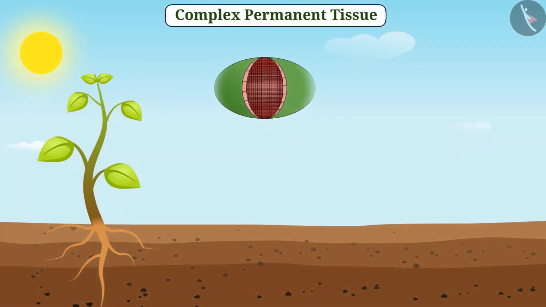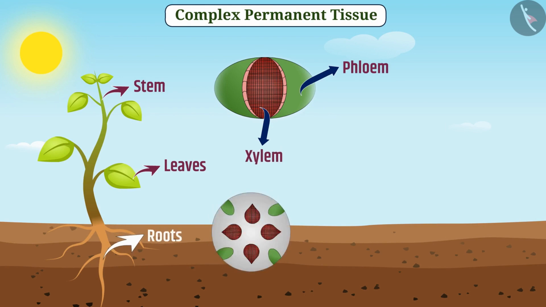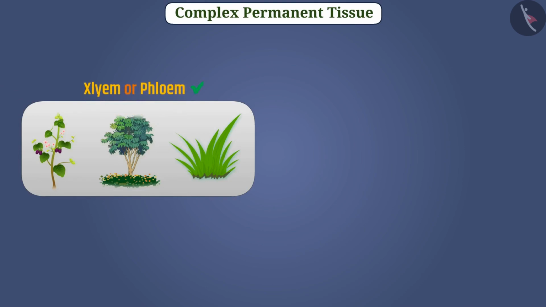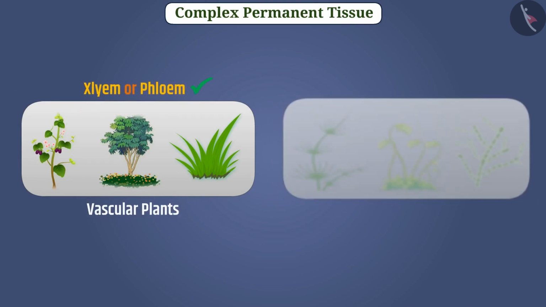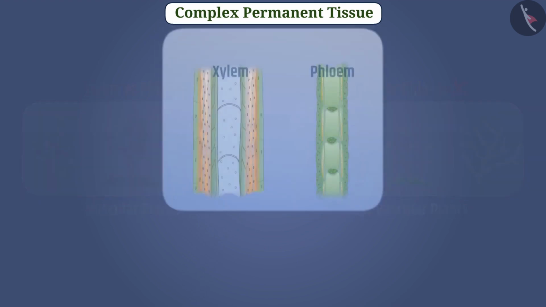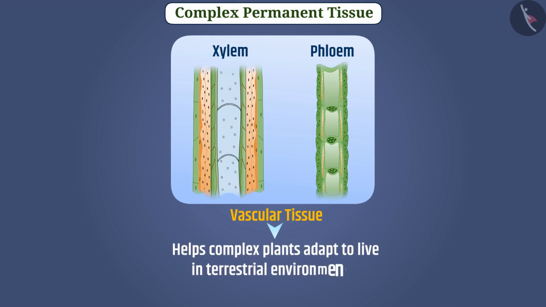For example, plants of banana, sugarcane, and wheat have a closed vascular bundle. In the vascular bundle of stem and leaves, xylem is present in the center and phloem is present on the outer side of xylem. In roots, xylem and phloem are present in alternate ways. Plants in which xylem and phloem are present are called vascular plants, and plants in which xylem and phloem are not present are called non-vascular plants. Xylem and phloem, that is vascular tissue, help complex plants to adapt and live in terrestrial environments.